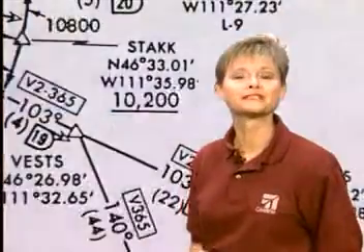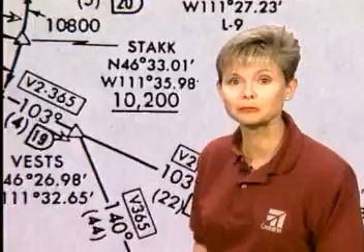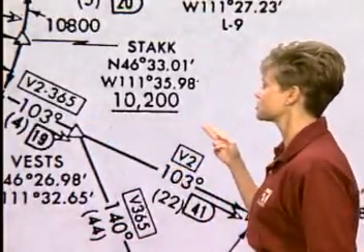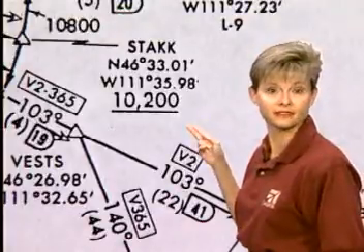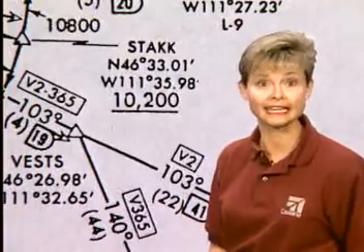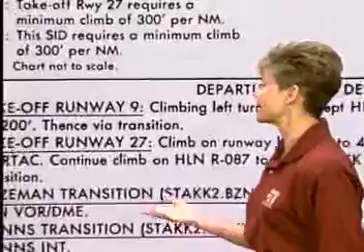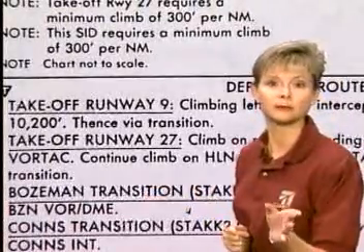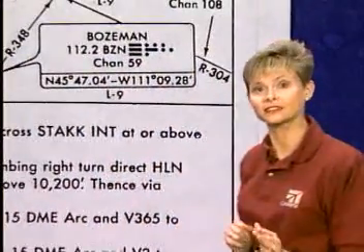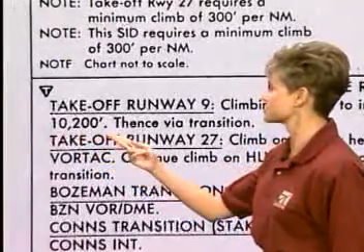For instance, there is a minimum altitude that you should cross stack intersection. Now in the plan view, below stack intersection, you see 10,200 with a line underneath. 10,200 feet is the minimum altitude to cross stack intersection. The written information down below tells you exactly the same thing. For example, if you're departing on runway 9 here, you must cross stack intersection at or above 10,200 feet.